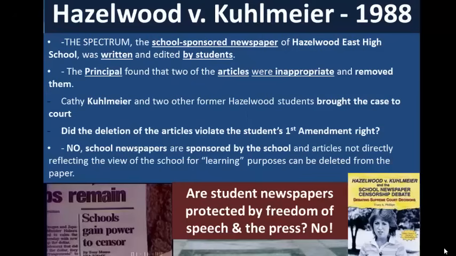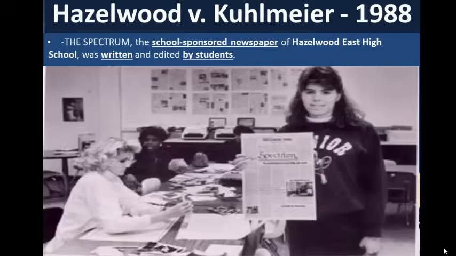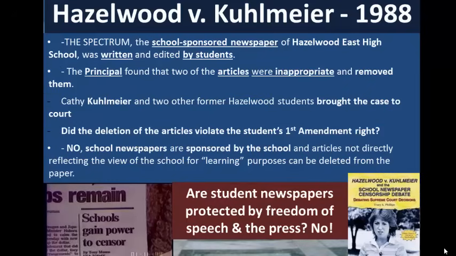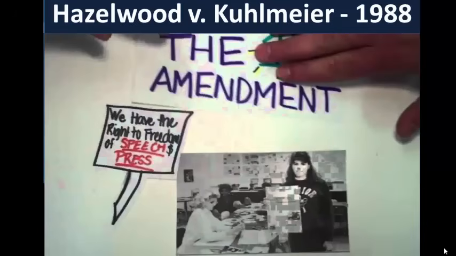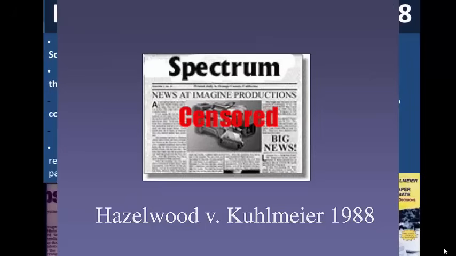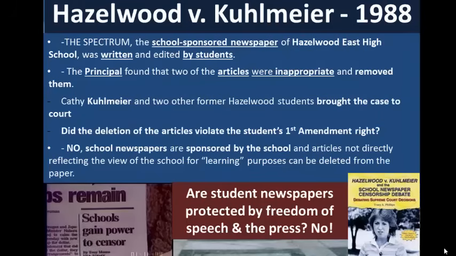Now, Hazelwood versus Kuhlmeier is the case of a student newspaper which was going to include 2 articles that the school found inappropriate. After the articles had been removed from the paper, the students sued, claiming that their First Amendment rights to free speech and freedom of the press had been violated. After the trial court found in favor of the school, the students took their case to the Federal Court of Appeals, which overturned the ruling, finding in favor of the students.